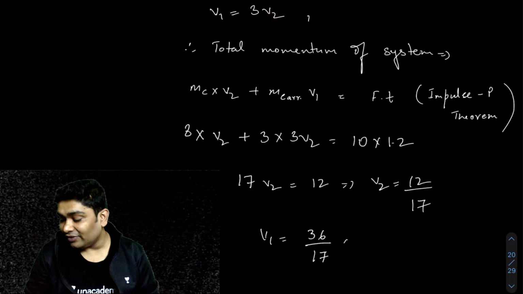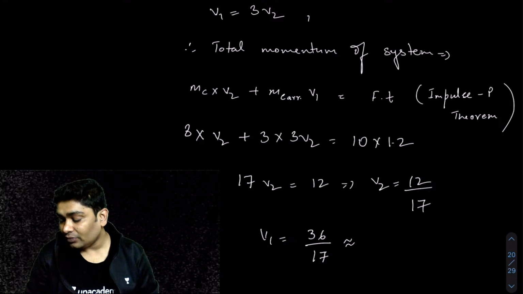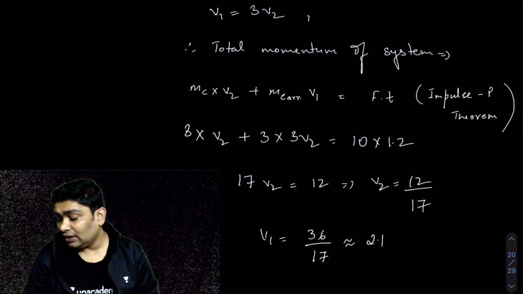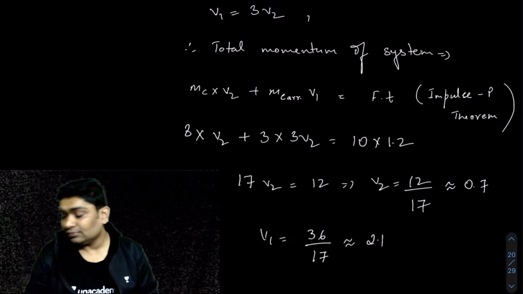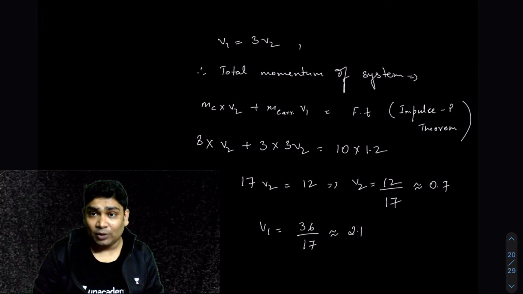So this will be roughly 2.1, and this will be roughly 1/3 of that, so 0.7. So 2.1 and 0.7 are my answers.